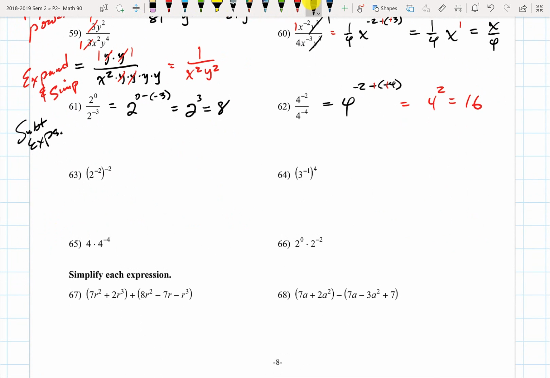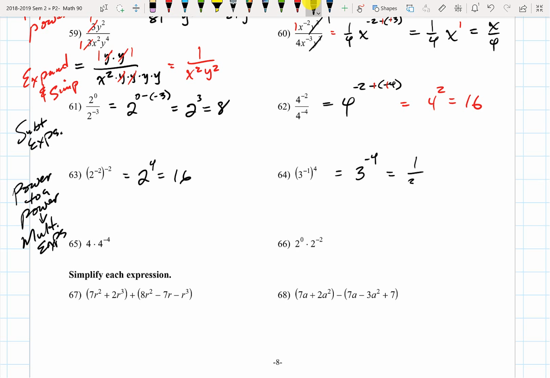Okay, power to power, multiply exponents. Power to a power, if you read your notes, you multiply exponents. So this is equal to 2 to the 4th power, or 16. This one's equal to 3 to the -4 power, which is 1 over 3 to the 4th. If you use your powers, you multiply 3's together, 3, 9, 27, 81. Here's your side work, and you get 1/81.